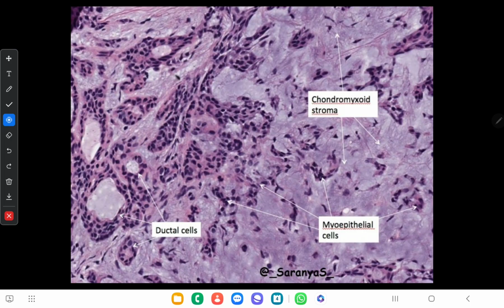This picture is a pleomorphic adenoma in the salivary gland. Pleomorphic adenoma is a benign tumor. Pleomorphic means it is a mixed tumor. In this microscopic view you can see proliferating epithelial elements, that means ductal cells and myoepithelial cells, as well as chondromyxoid stroma.